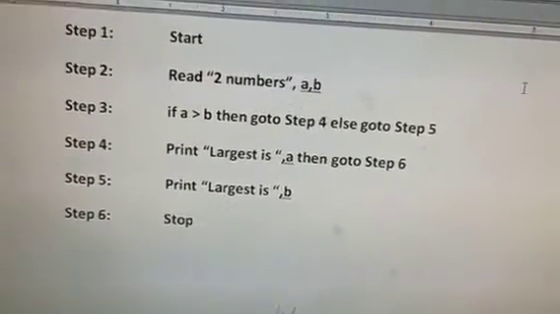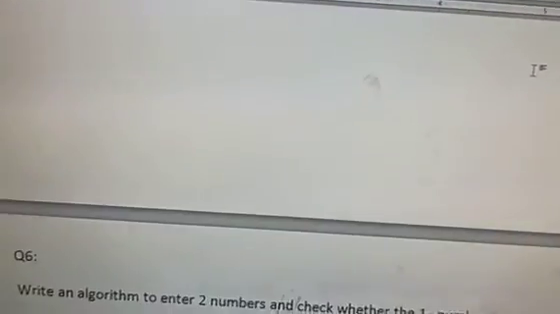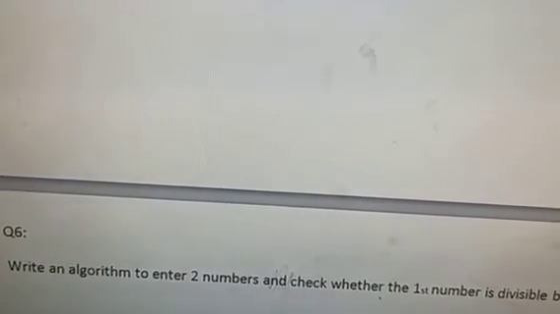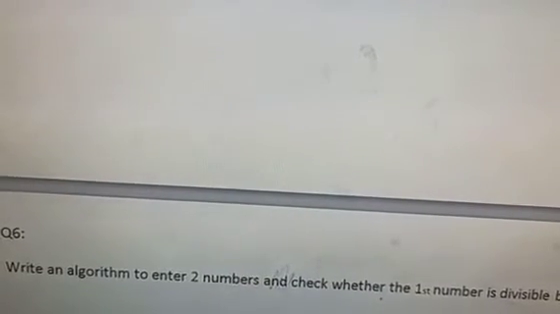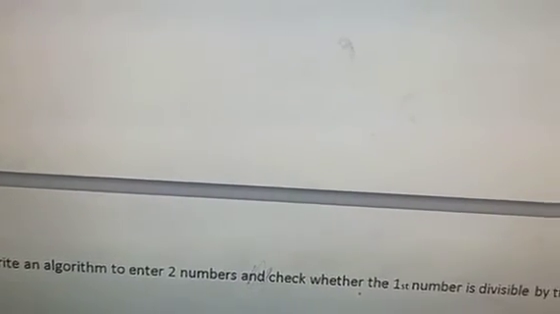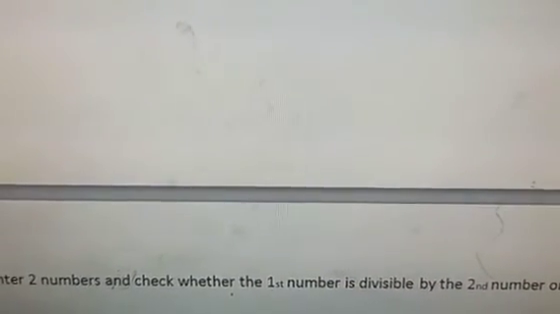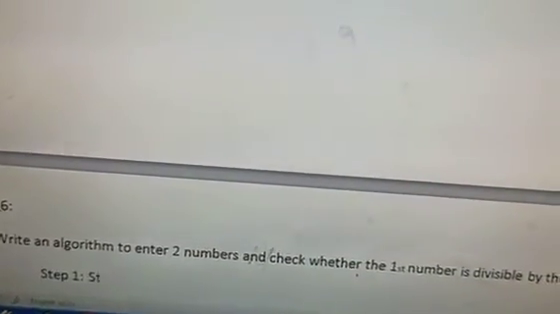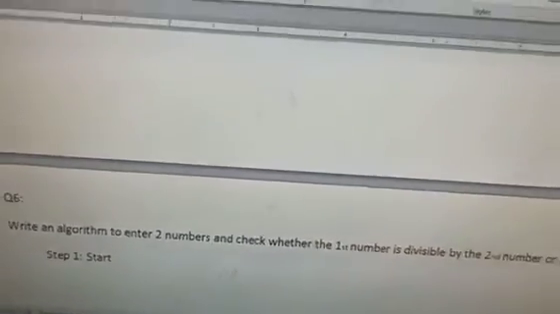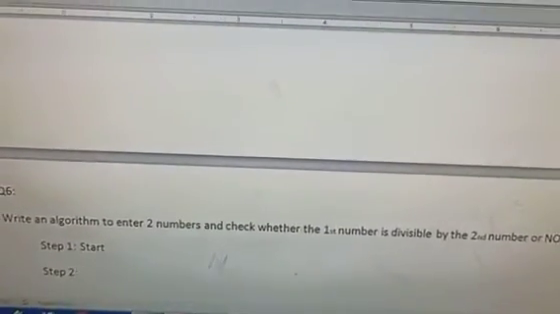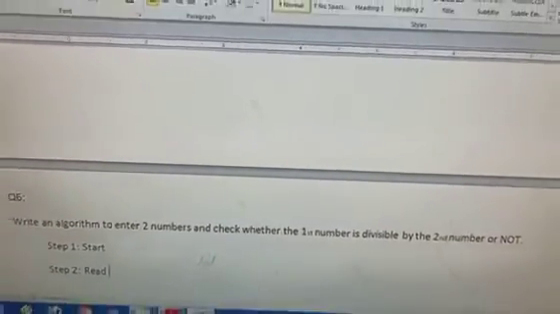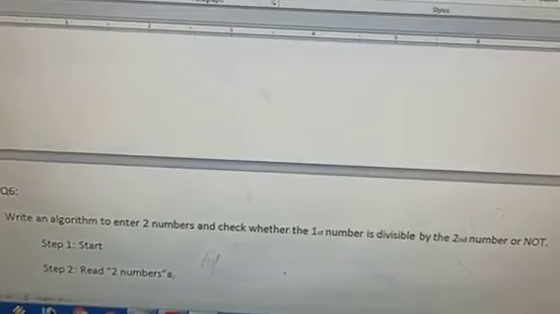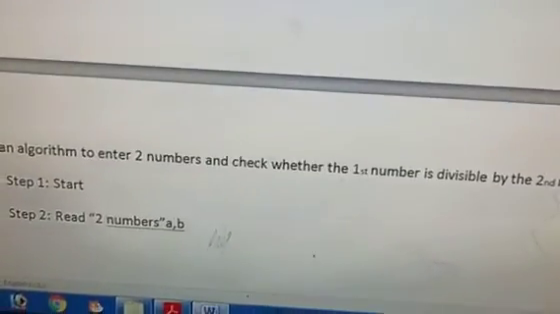So right now see one more example, that is question number 6, in which we are supposed to write an algorithm to enter two numbers and check whether the first number is divisible by the second number or not. So again step 1, we start. Step 2, read two numbers, for example A or B or any other variable of your choice.